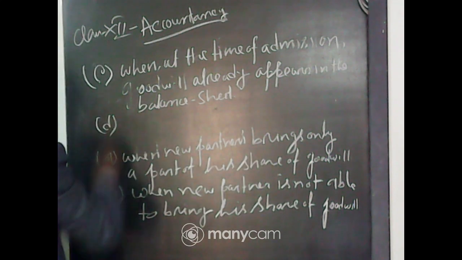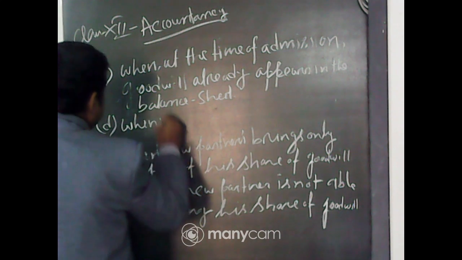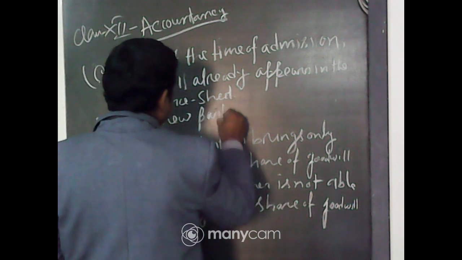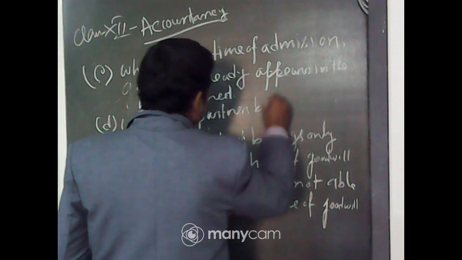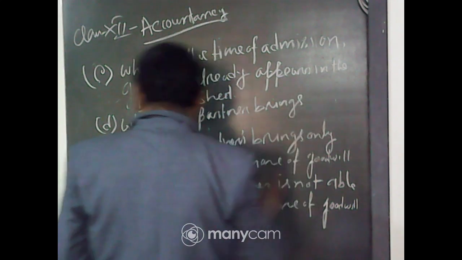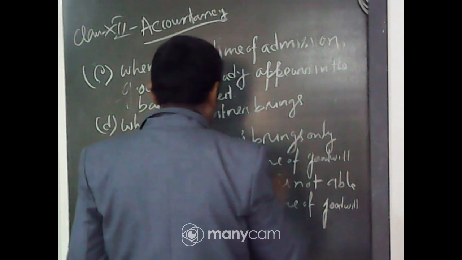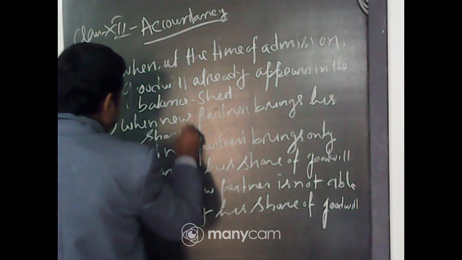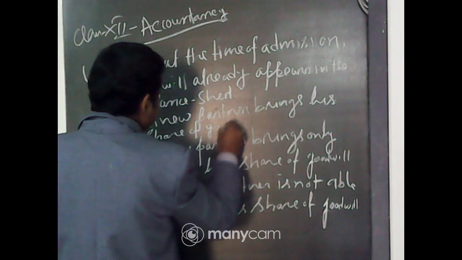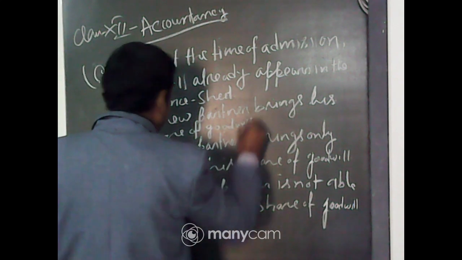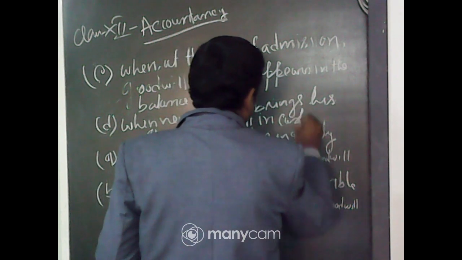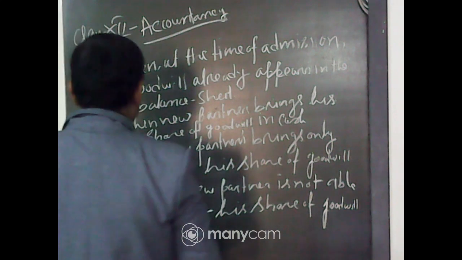Number D, when new partner brings his share of goodwill in cash. So these are the options. What is the question?